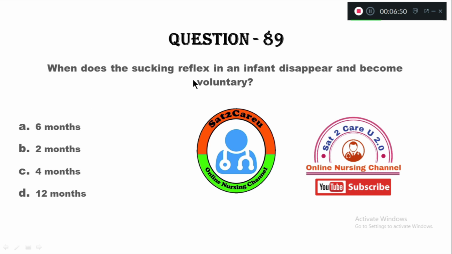Question number 89. When does the sucking reflex in an infant disappear and become voluntary? Option A, 6 months, option B, 2 months, option C, 4 months, option D, 12 months. The sucking reflex disappears and becomes voluntary at the age of 4 months. Option C, 4 months, is right.